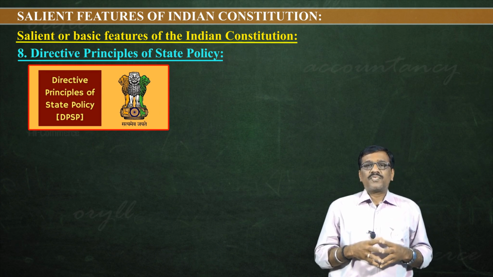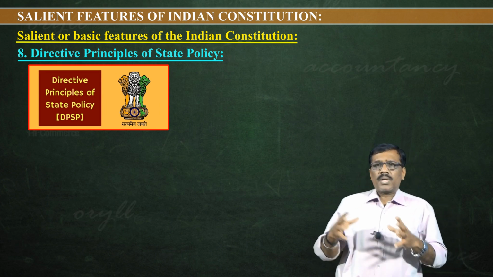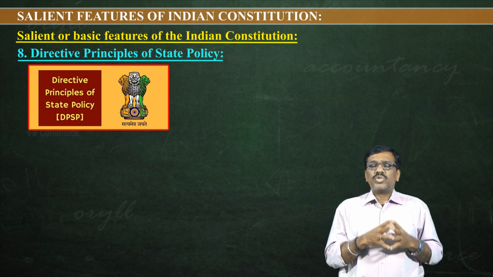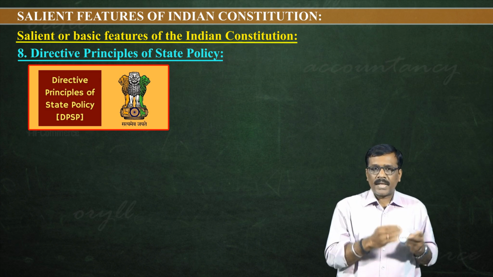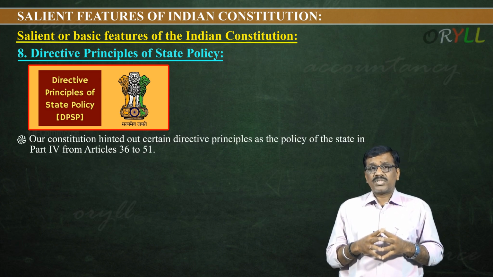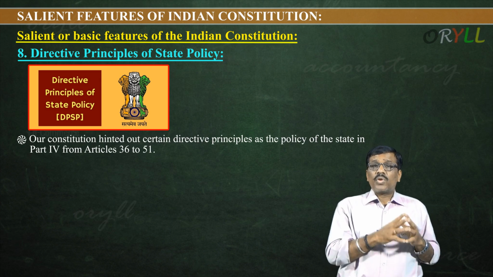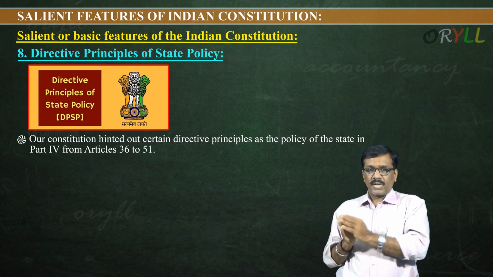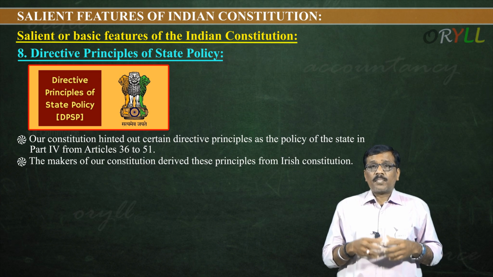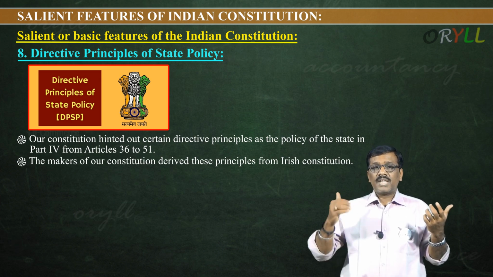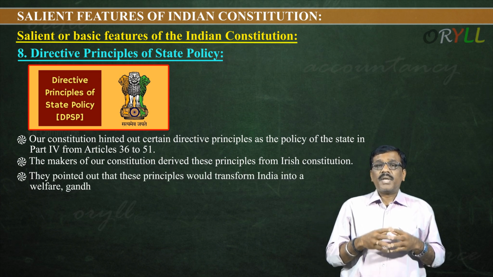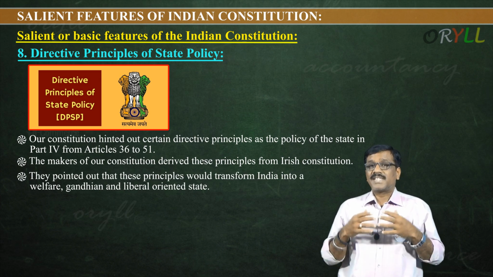See, directive principles of state policy means the government is supposed to deliver socio-economic or welfare measures to the public. Such things are mentioned here. Our constitution laid down certain directive principles of state policy in Part 4, from Article 36 to Article 51. The makers of our constitution derived these principles from the Irish constitution. They pointed out that these principles would transform India into a welfare, Gandhian and liberal oriented state.